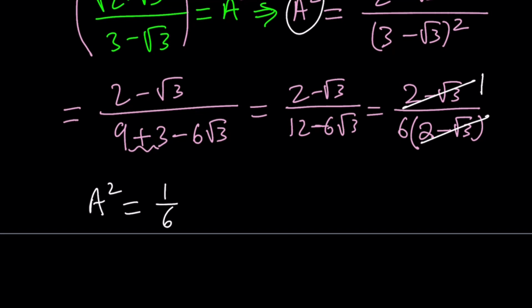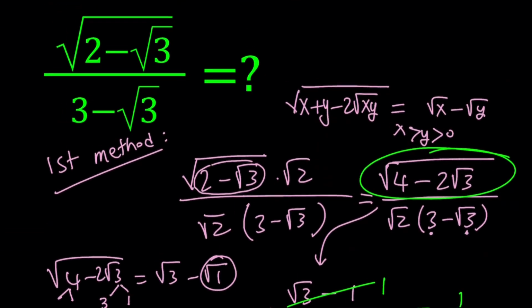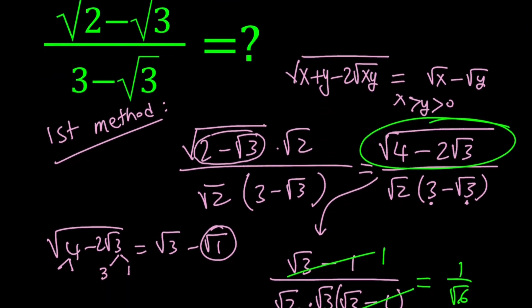And a is what I'm trying to find. So from here, a is equal to 1 over root 6 or negative 1 over root 6. But one thing to keep in mind, our original expression is always positive. Why? Because 2 is greater than root 3.